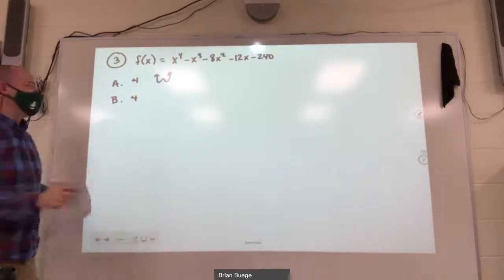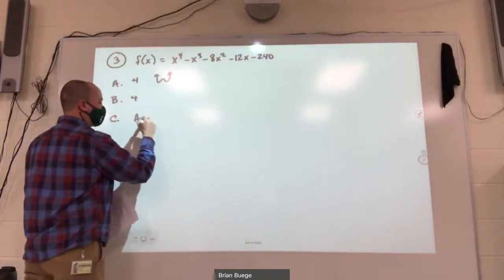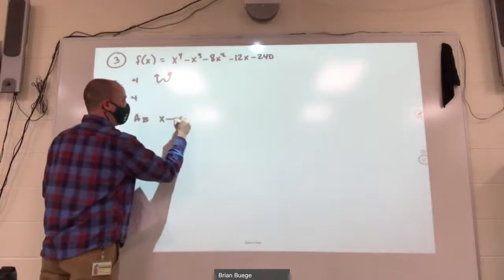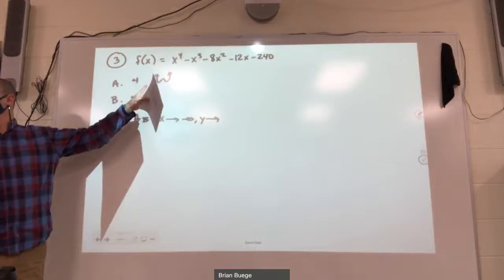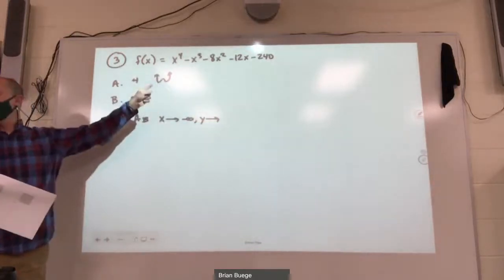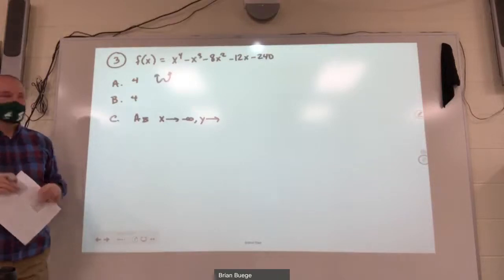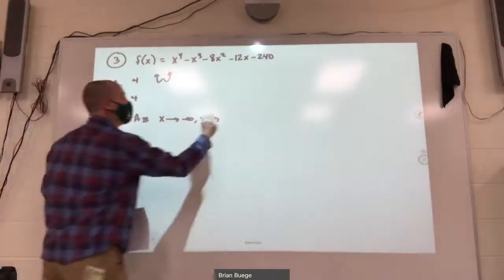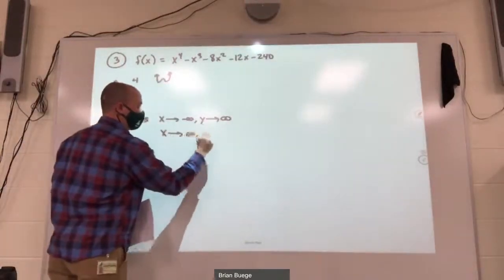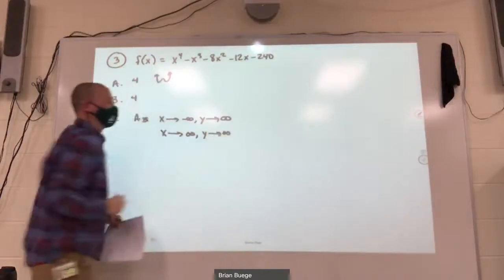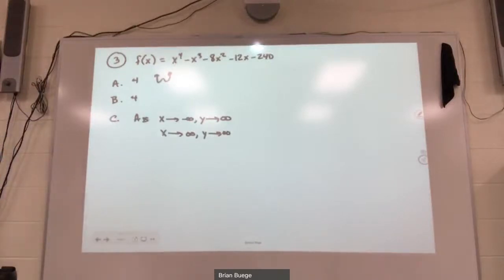When it says to describe the end behavior, let's start with that. As x goes to negative infinity, y goes to, well, if we know the graph looks like that, where's y going both at the start and at the end of the graph? Where are we headed, Marissa? Yeah, both going up to positive infinity. Good. Same thing here. As x goes to positive infinity, y goes to positive infinity. So there's the end behavior that matches the shape of the graph.